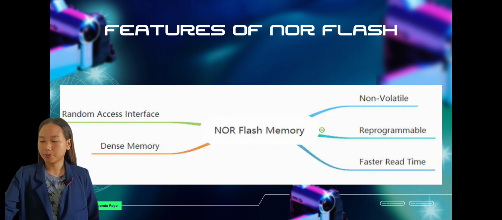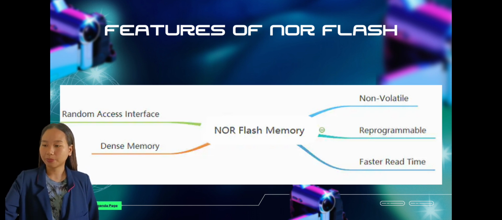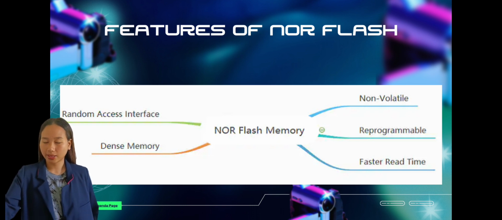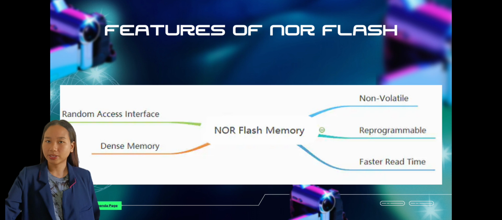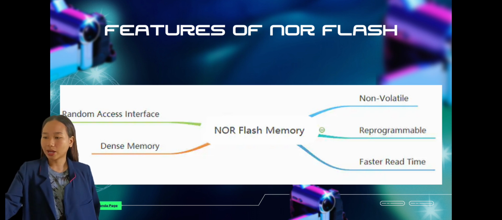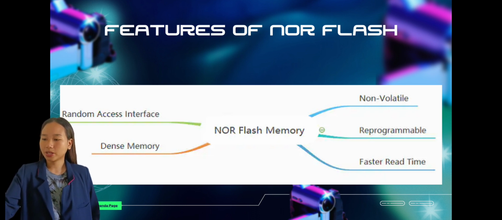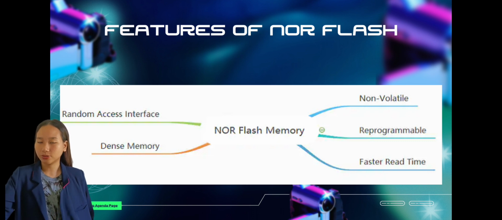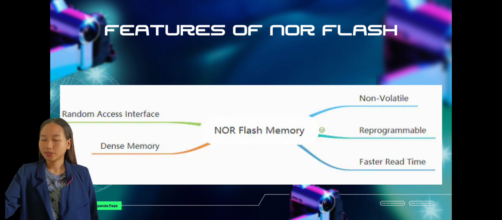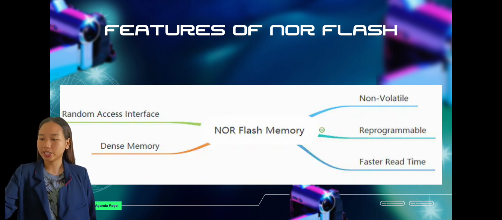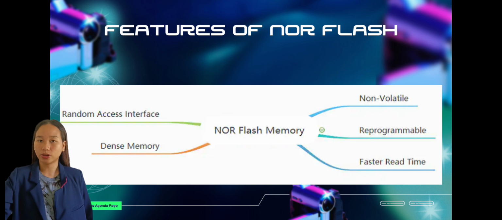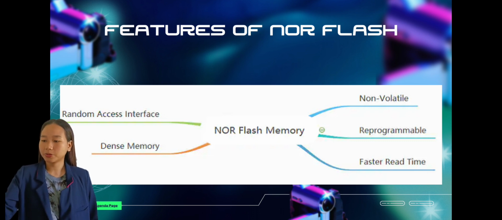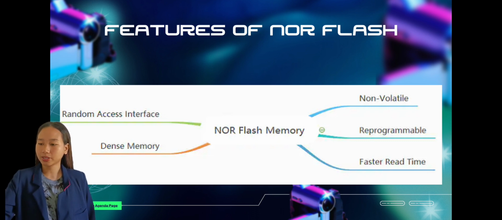Next is reprogrammable. NOR flash memory is programmable. This is why it is used in scientific instruments, medical devices, cell phones, USB drives, etc. This memory can also be used for creating storage units or devices. Next is faster read time. The time required for reading the stored data is less in NOR flash. This is why this memory is used in applications where random access or execute in place techniques are used.